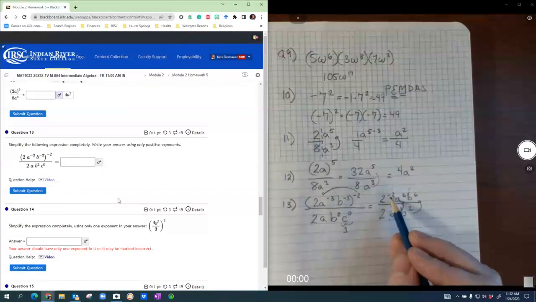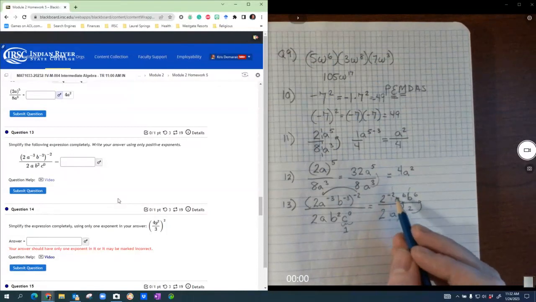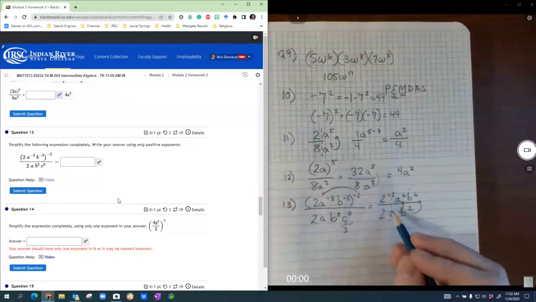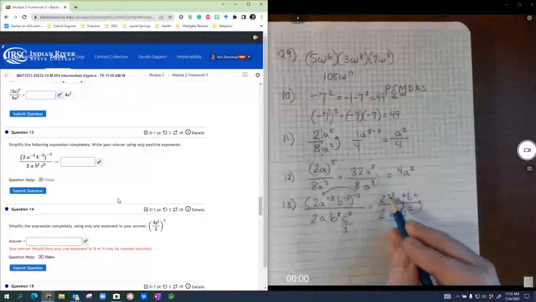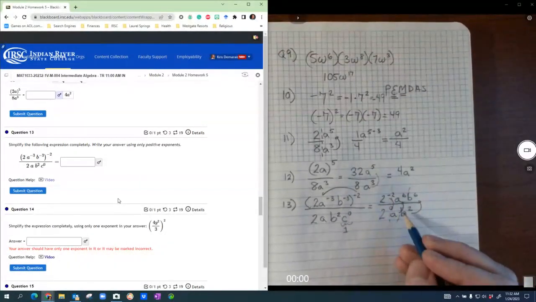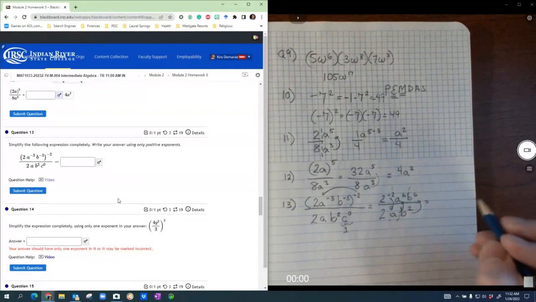So now, whenever I have a negative 2 like that on a value of this, I don't want to evaluate it with the negative 2. Some students do that. I want to go ahead and just make it positive. So I'm going to bring it down and then make it positive. And I'm going to show you my next step, what that looks like.